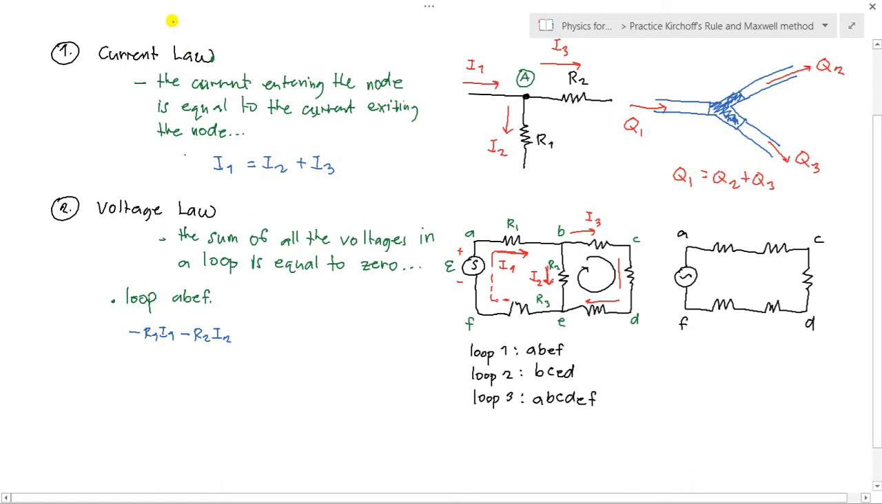Okay, this R3. For R3 again, since it is a resistor, it has a voltage drop. So we have minus R3, and what is its current? Is it I2, I3 or I1? Okay, I1. So that is I1. And then it meets the battery.